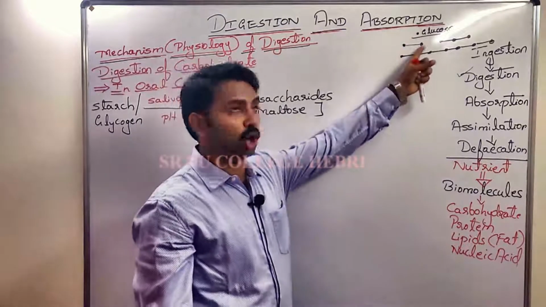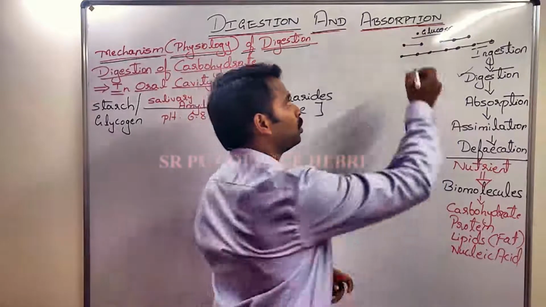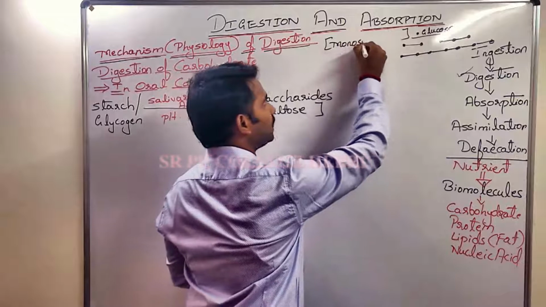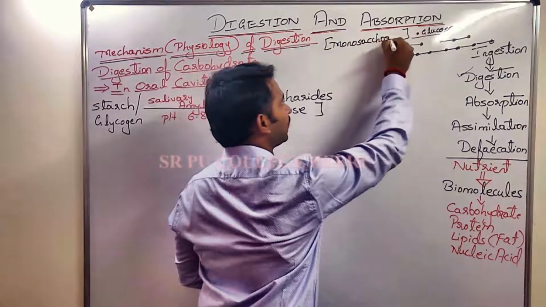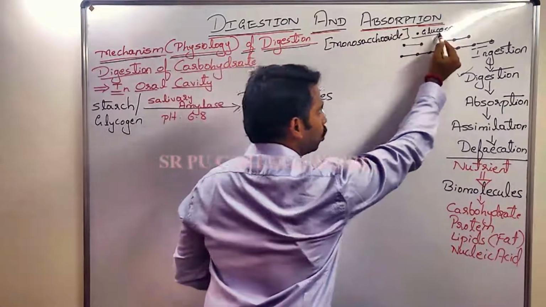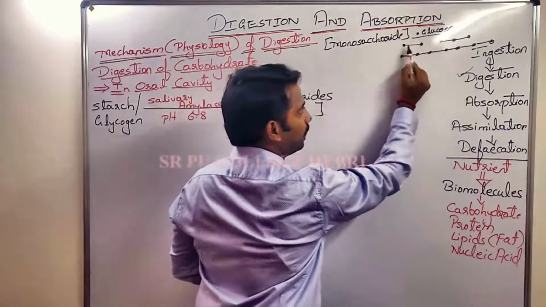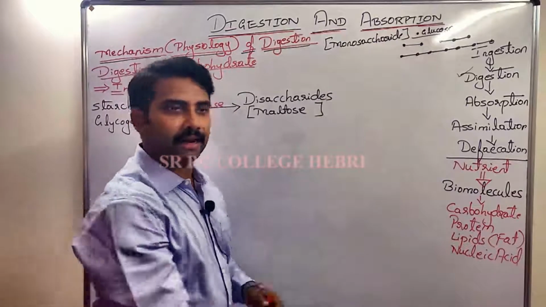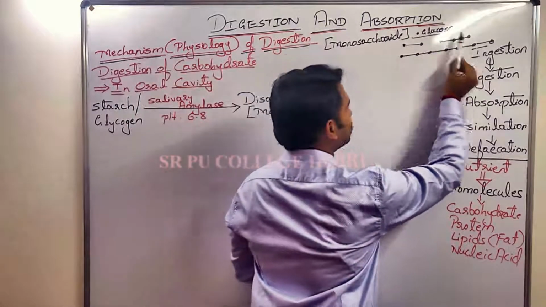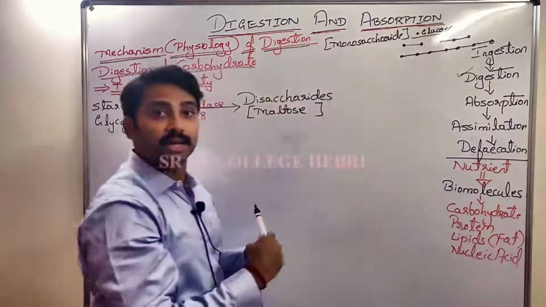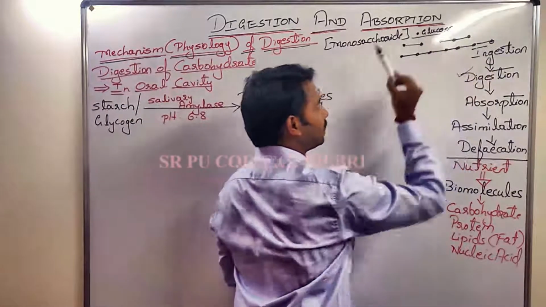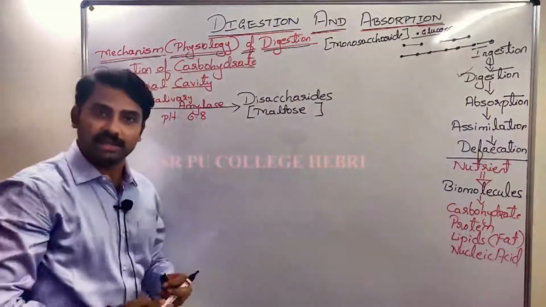If only one glucose or a single unit is present, it is called a monosaccharide. Two such monosaccharides are joined. I repeat, two such monosaccharides are joined. Glucose is a monosaccharide. How many glucose are there? Two. Now the compound is called a disaccharide. When three monosaccharides are joined, it becomes a trisaccharide. When many such monosaccharides are joined, it becomes a polysaccharide.